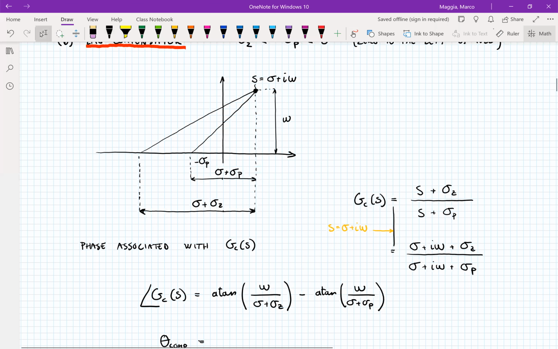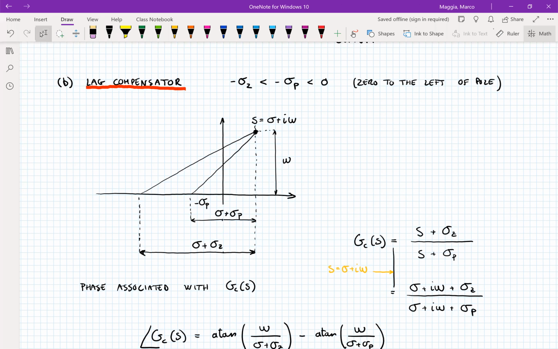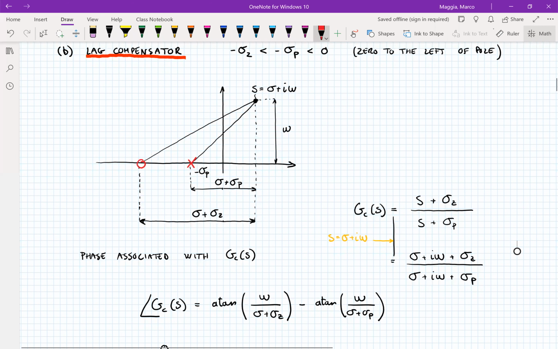Now we can do the same reasoning for a lag compensator. What is the difference between a lead and a lag compensator in terms of positioning the pole and the 0? It's going to be the other way around. That is, now the real 0 is to the left of the real pole. So we're going to have the 0 to the left of the pole. And so now you see that theta p, the phase associated with the pole, is greater than the phase associated with the 0.